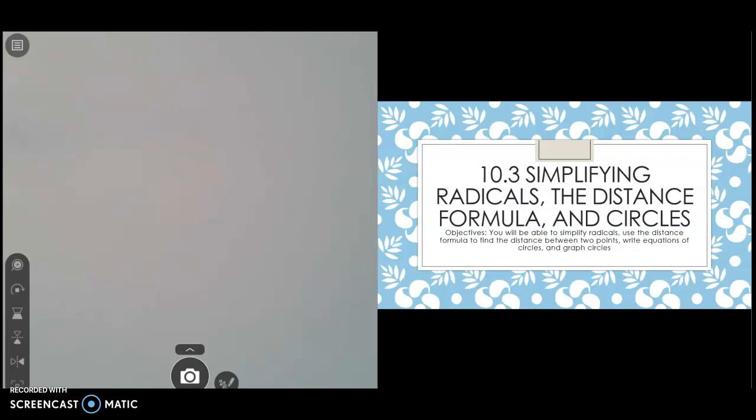So we've got a lot to do in this section. Hopefully by the end of it, you all will be able to simplify radicals. You'll be able to use the distance formula to find the distance between 2 points. You'll be able to write equations of circles and graph circles given their equation.